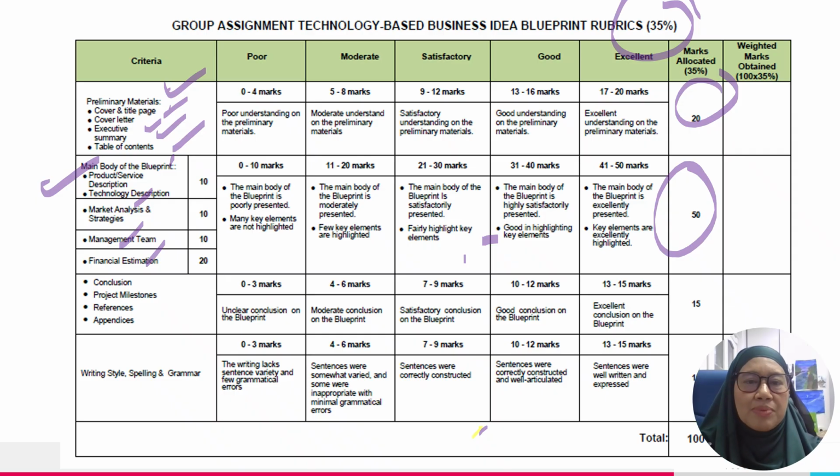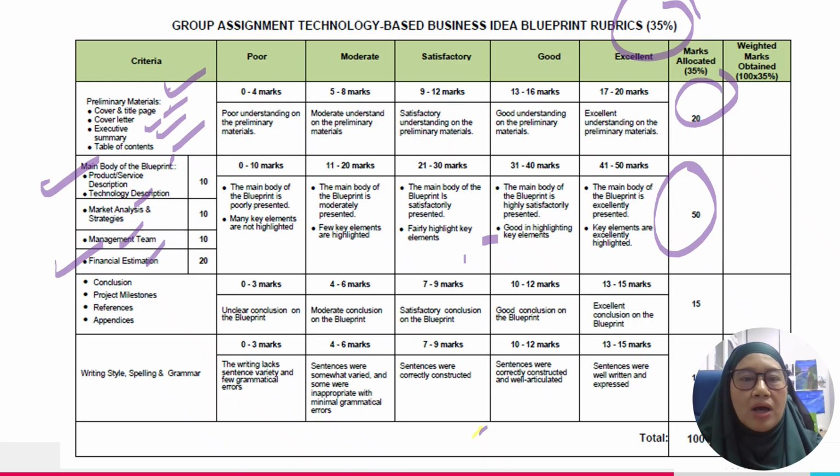Okay, your market analysis must be evidence-based. Use real data or observation to show your target market, customer needs, and competitors. Then your management team should highlight each member's roles and also strengths. Okay, and then finally, financial estimation. So this one presents realistic figures such as cost projections, pricing, and basic profit forecast. You don't need to be an accountant, but your numbers should make sense.